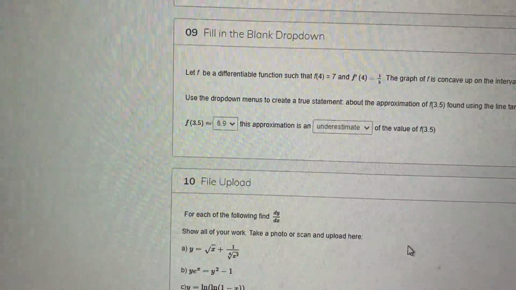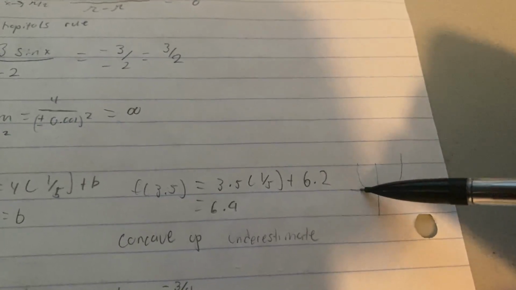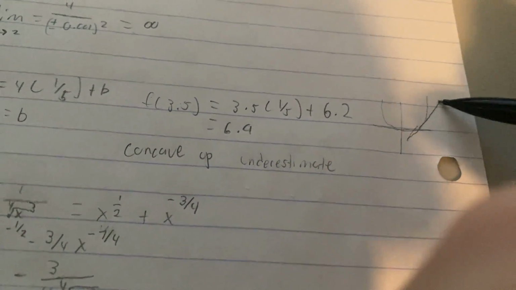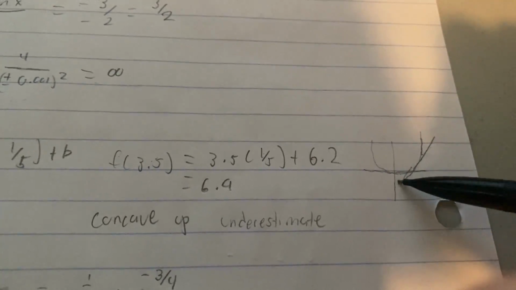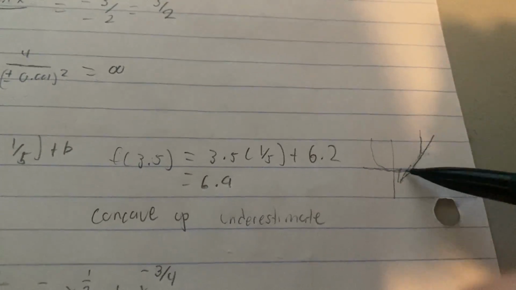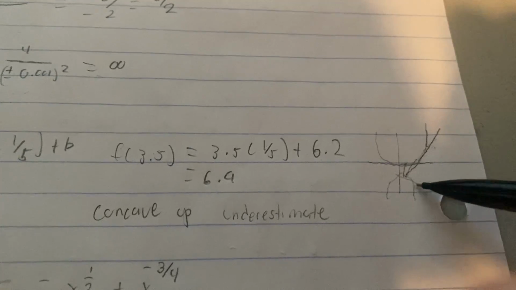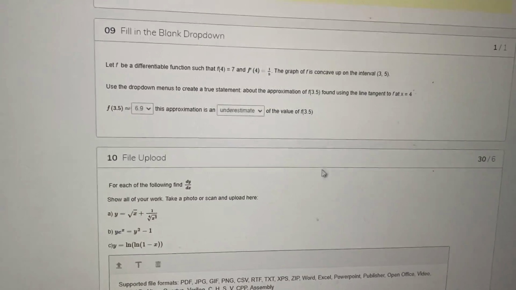And that is the answer for 3.5, and this is an underestimate because you'll find when you, I'll draw real quick, my thumb is getting in the way. If you have an equation like that, similar to x squared, the tangent line, gotta make sure I draw this right. Tangent line, whether you go under or over, it's always gonna be a little bit less from that value right there. If it was concave down, it would be the opposite. It would be an overestimate. But yes, so this will be an underestimate, and that is the correct answer.